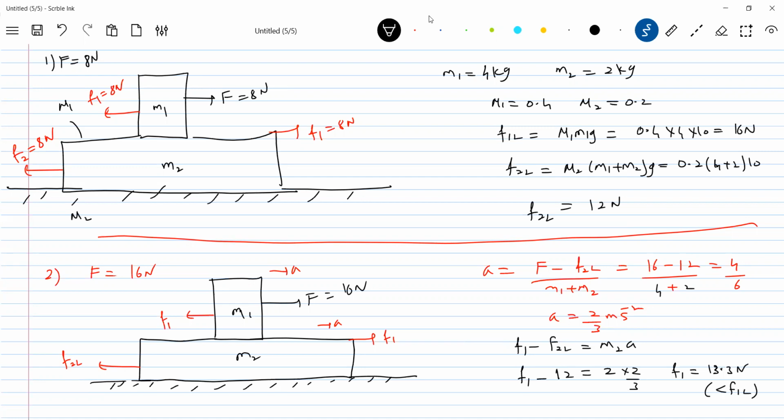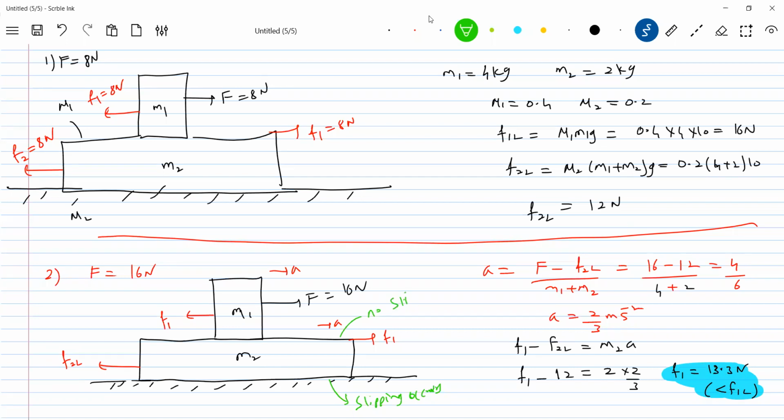Any conclusion? When I apply 16 Newton, what will happen to the blocks? They won't be slipping between the blocks M1 and M2, but they'll be slipping between the block M2 and the ground. So what actually happens here? The blocks will move together. No slipping between the blocks. Here slipping occurs. So what is the conclusion I should make? Slipping occurs here. No slipping here.